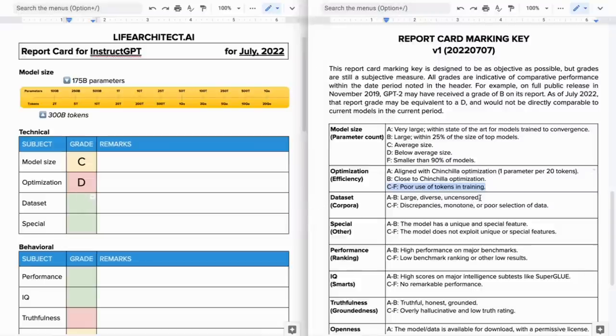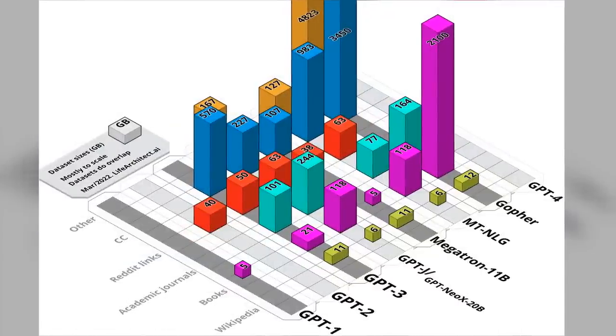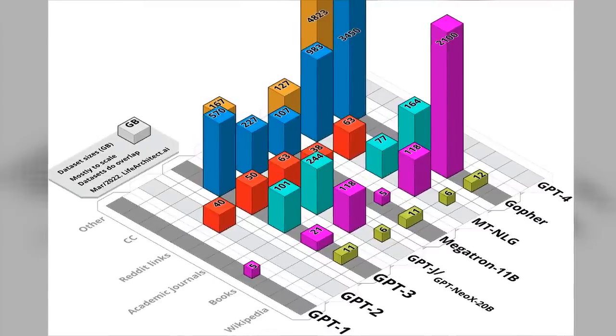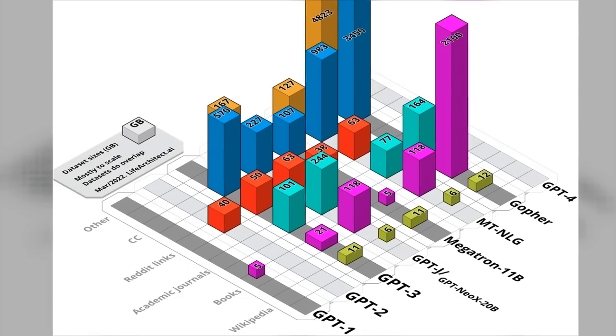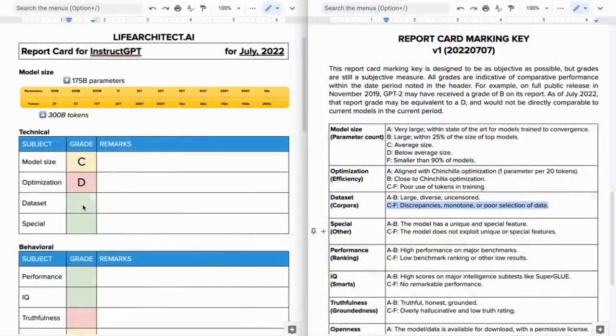Data set. Are we using a large, diverse, and uncensored data set? Or are we using a data set that's monotone or there's a poor selection of data? I'd give the InstructGPT, the original GPT-3 model, a very high grade here. You can go and have a look at my paper, What's in My AI, to see exactly what's inside GPT-3. There's some really clever data in there, and I think the way that they used that baseline led a lot of other AI labs to follow what OpenAI had done with this InstructGPT model.